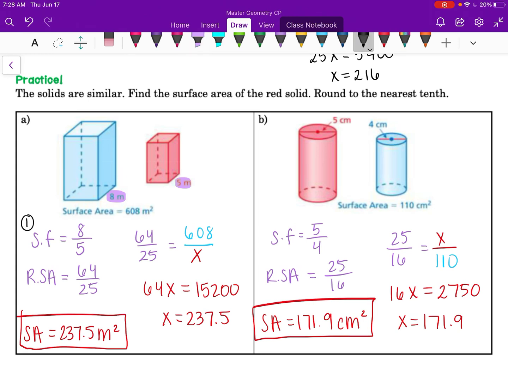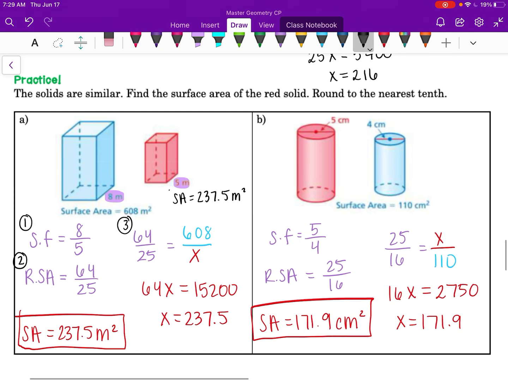So step 1, scale factor. Step 2, ratio of surface areas. And then step 3, we set up our proportion and solve. So our ratio of surface areas goes in our proportion. We were given the surface area of the larger prism here, so that goes on top next to the 64, and then x is on the bottom. We cross multiply and we get x equals 237.5. So our final surface area for the red prism is 237.5 meters squared.